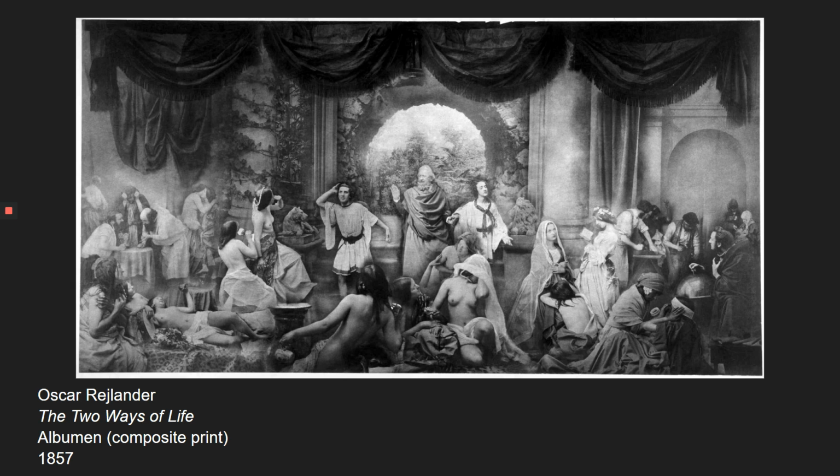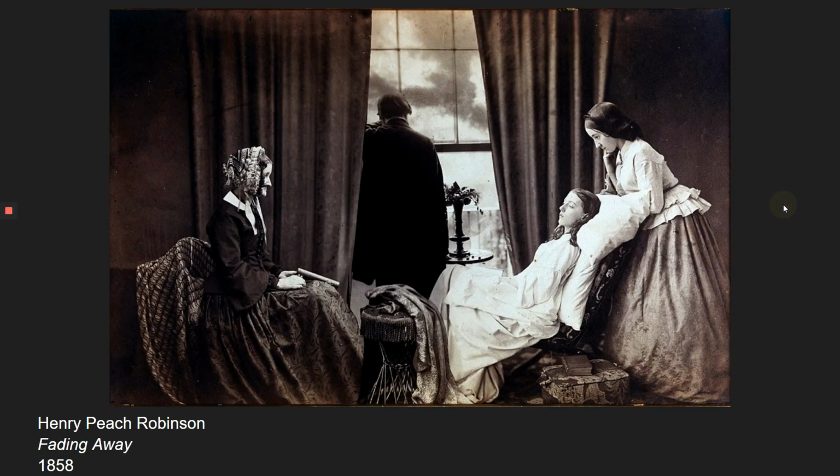Oscar Rejlander's Two Ways of Life obviously alluded to Raphael's School of Athens, but also used combination printing to assemble this tableau of the choice between, we'll say, more evil pursuits and more pious pursuits. Robinson's combination printing, which we looked at.